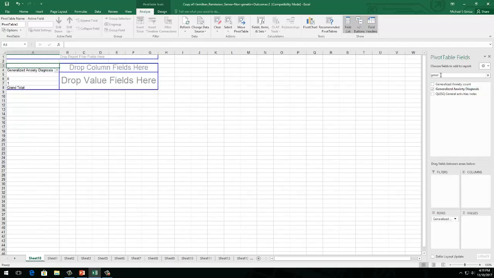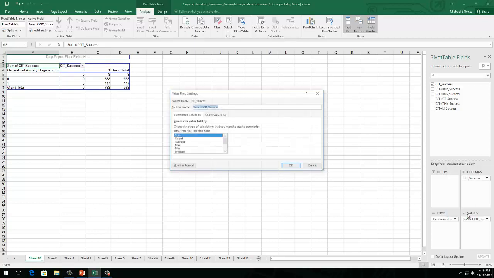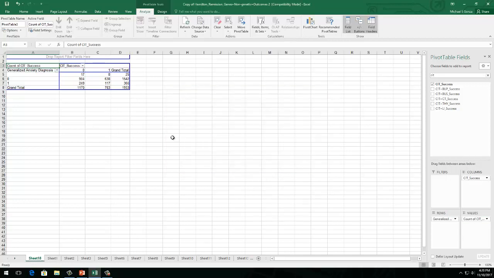And right after that, we want the first one, which is CIT success, which should pop up. Drag it into the columns, and again dragging it to the values. Now, default is sum. We don't want the sum. We're going to want the count. So change it from sum to count. Okay, so now we got different values.